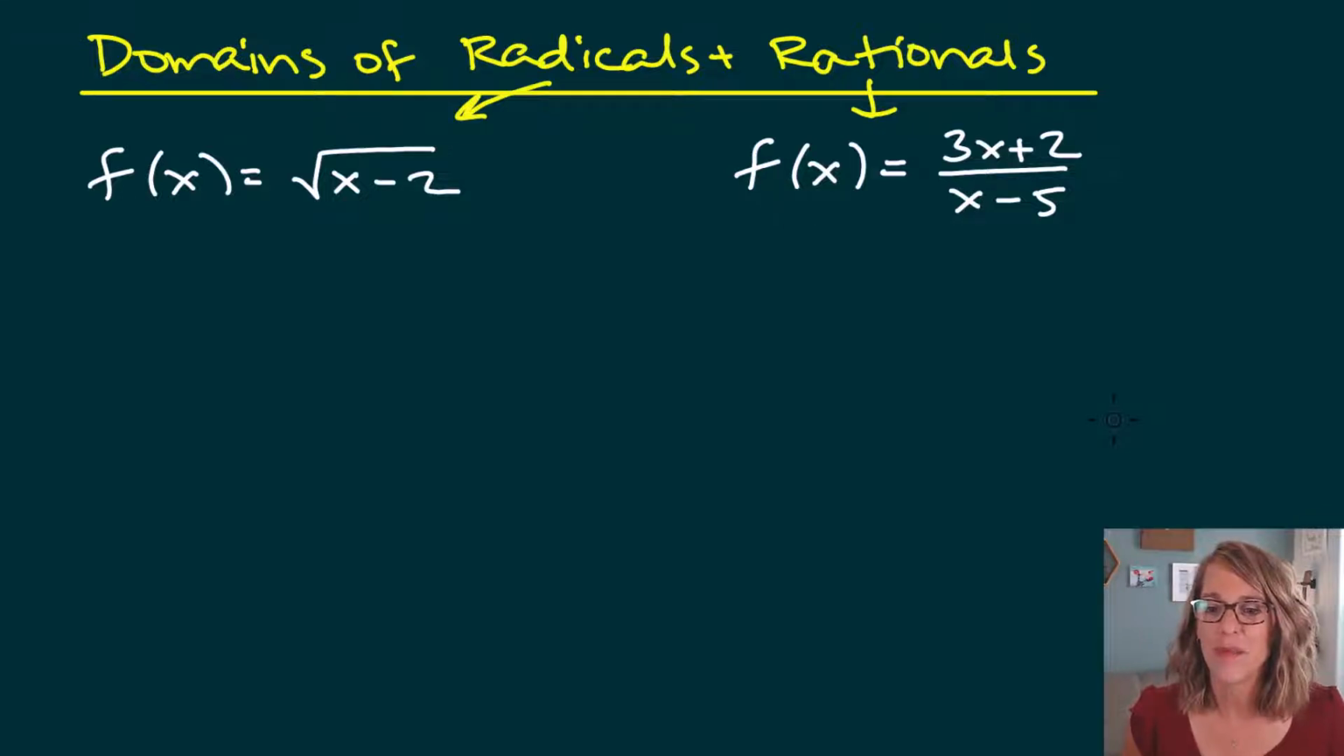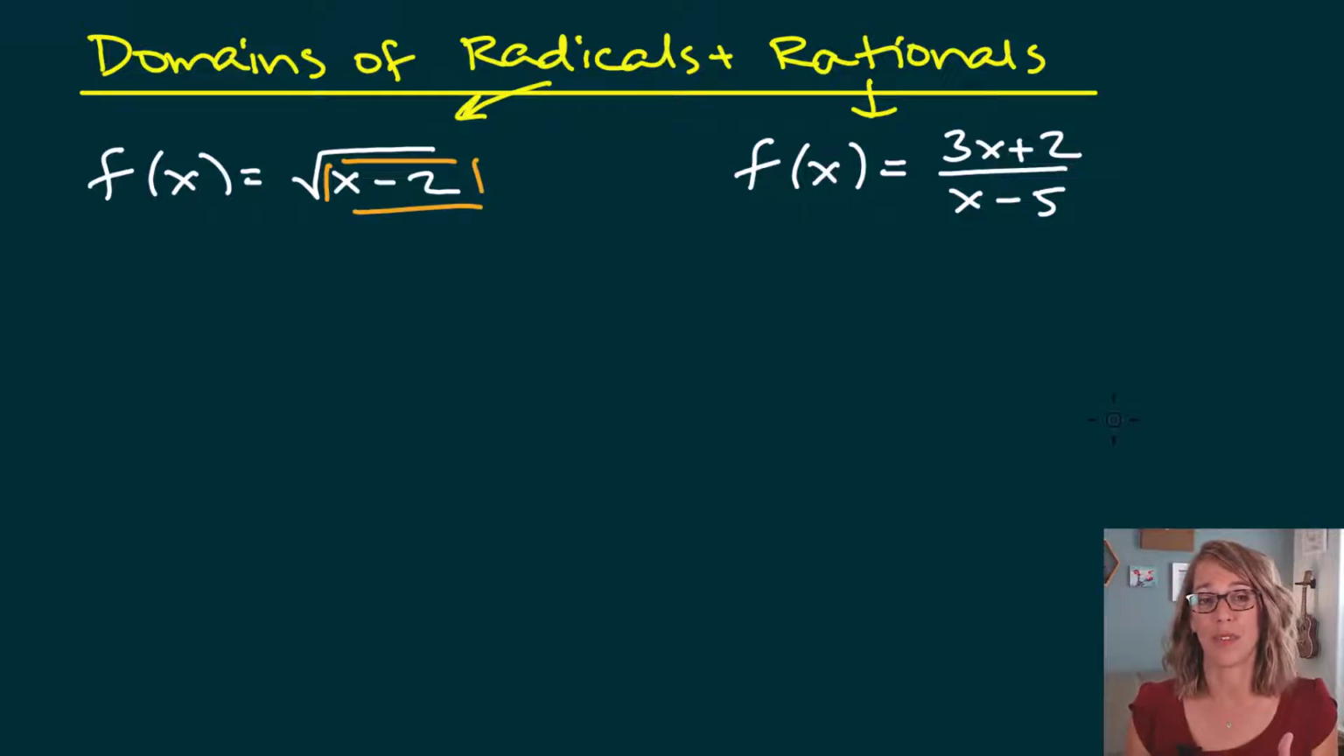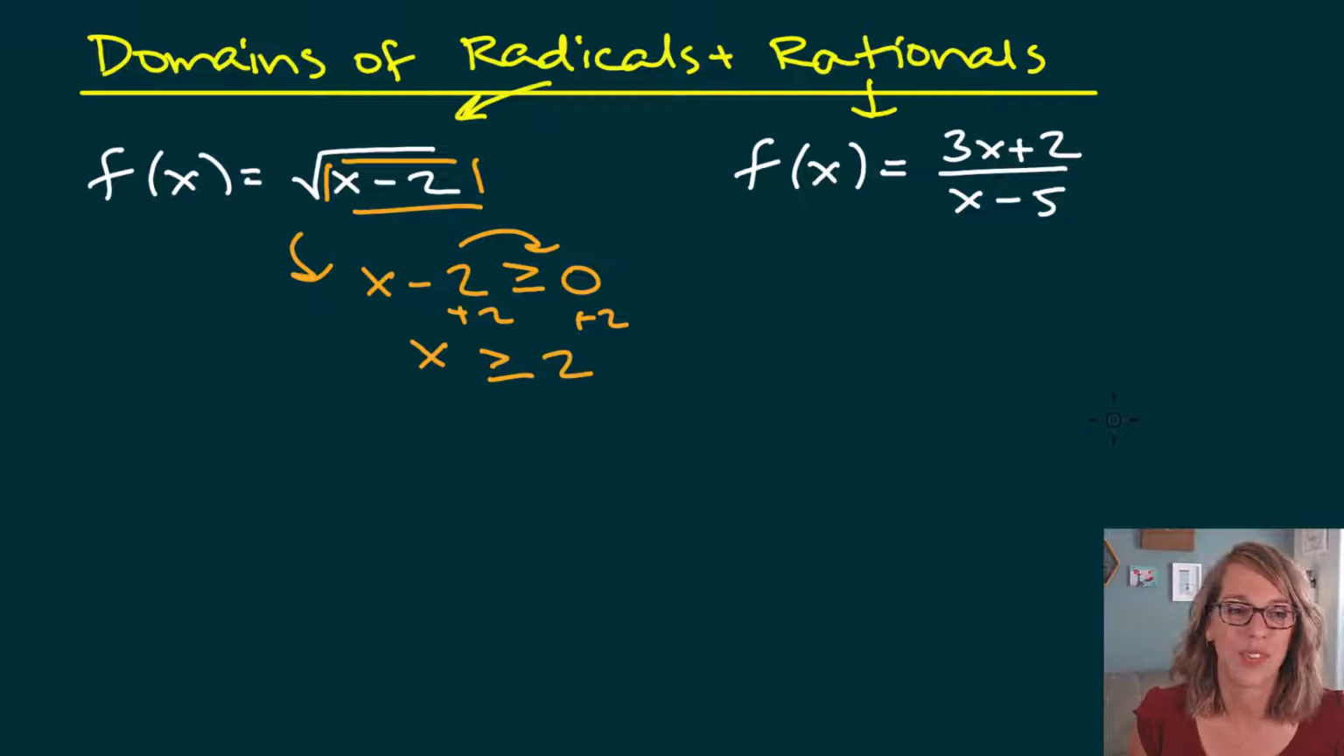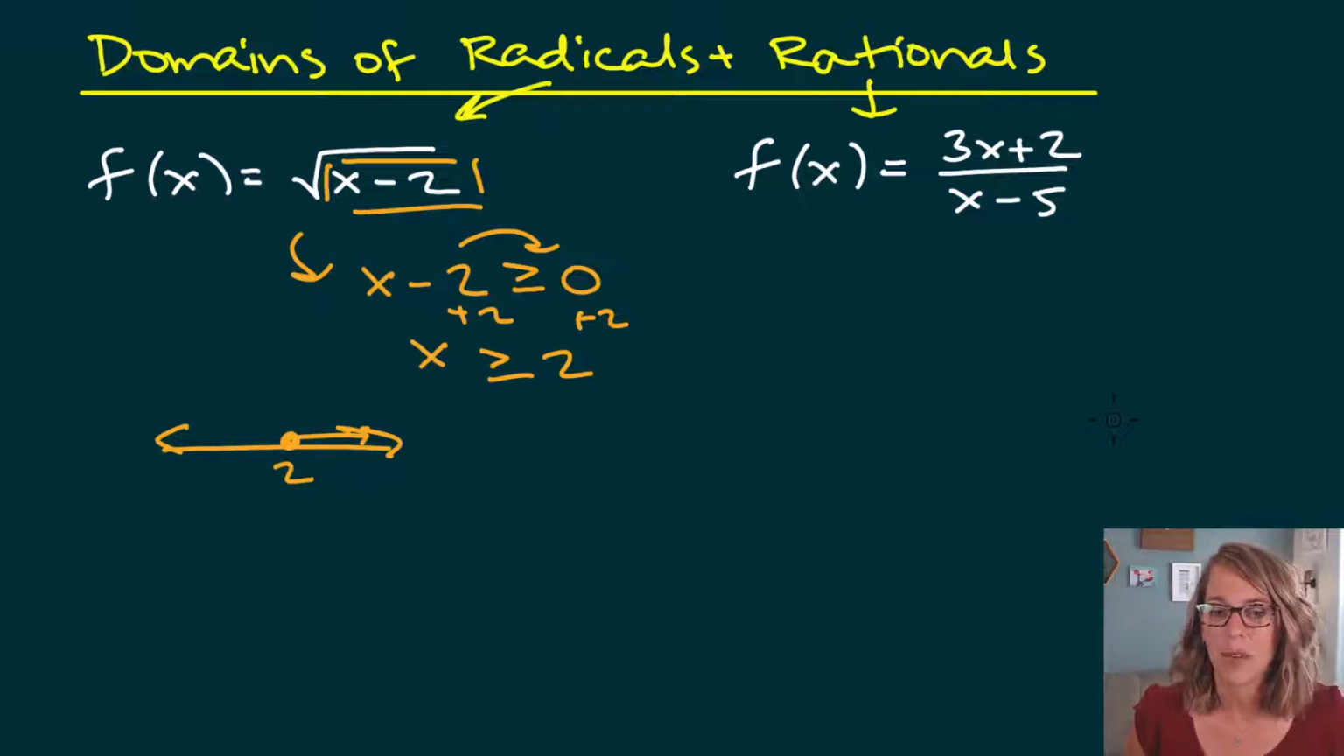Well, the thing to remember is that anything inside of a square root, actually any even root, can't be negative. If it was negative, it would not be a real number. So I'm going to take what we've got inside there, that radicand, what's inside, and I'm going to set it greater than or equal to 0. And then if I bring the 2 over by adding it, I get x is greater than or equal to 2. Now on a number line, it'd be a closed circle and then 2 here, but I really want to express these using interval notation.